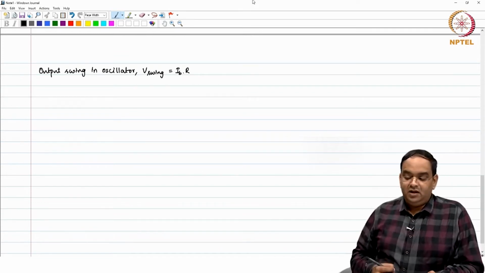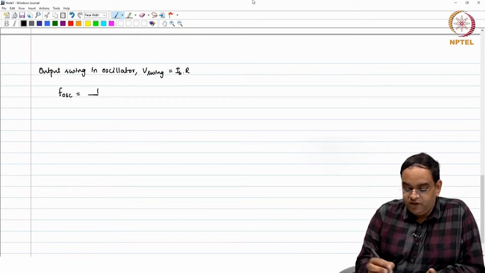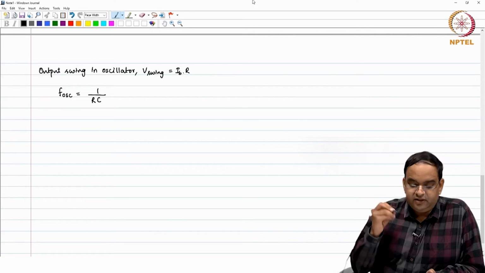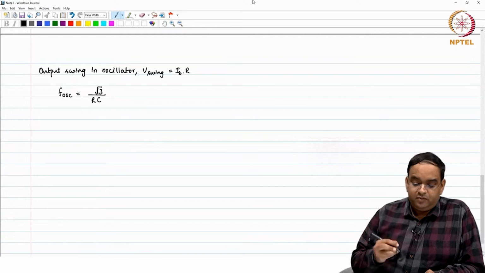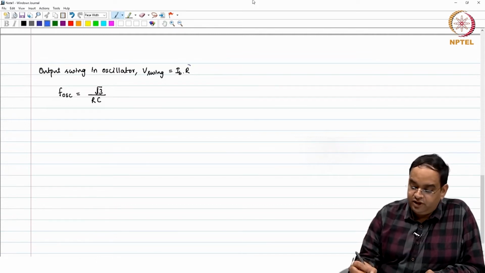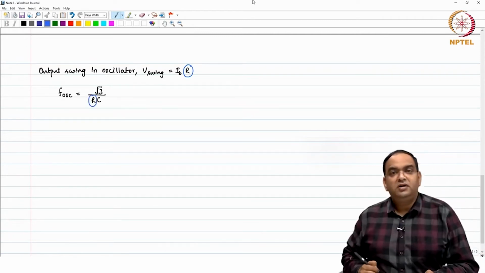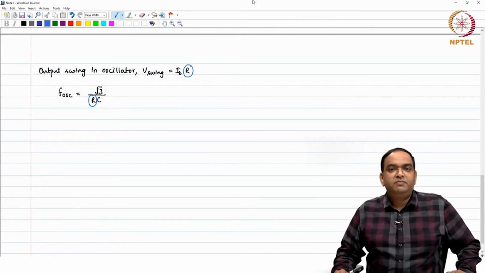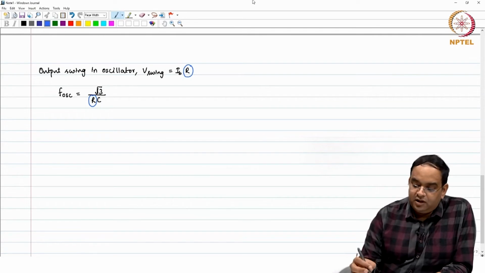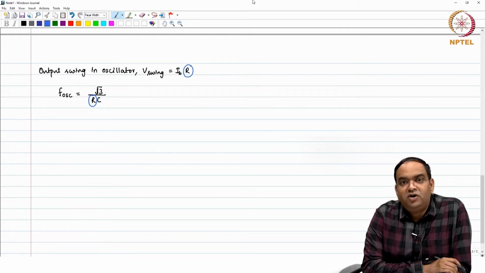Okay. And we also know that the frequency of oscillation is equal to 1 by RC, or root 3 by RC. Now, this is a problem, that your output swing also depends on R and output frequency also depends on R. Okay. So, let us say you design the oscillator at only one particular frequency. At that time, depending on the resistor, you can always choose IB such that you get the desired swing.